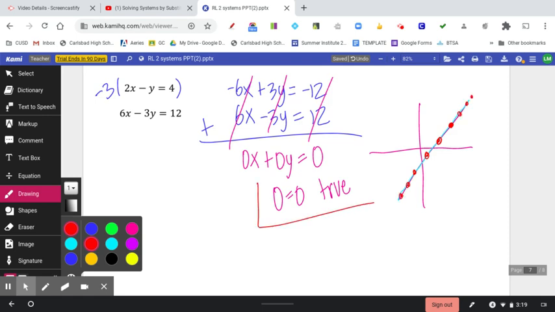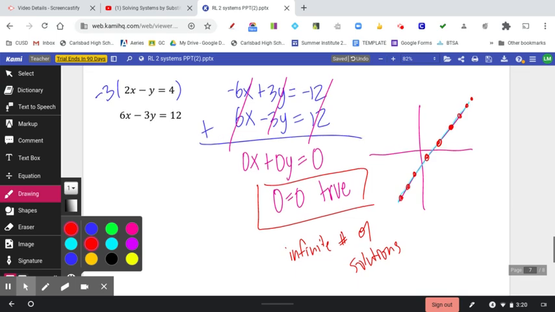So when you get a case like this where you run into something that is true, we have an infinite number of solutions. So those are the three cases you should have seen by now. We could have one solution, we could have no solution, or we can have an infinite number of solutions. All right, good job. I'm going to let you guys try one yourselves now.